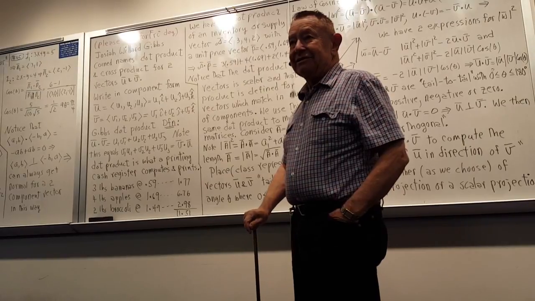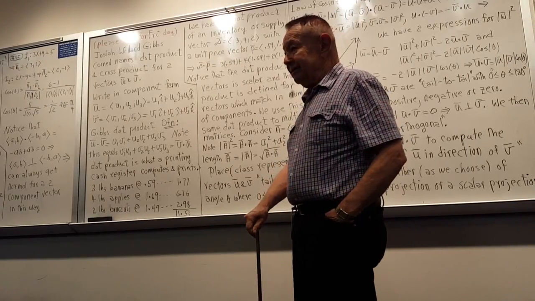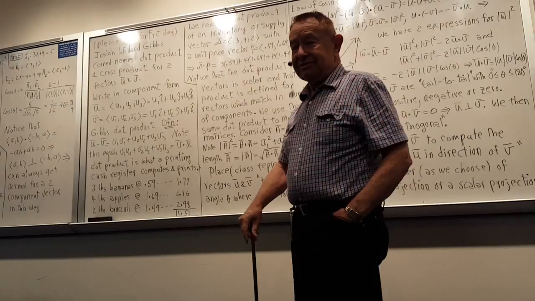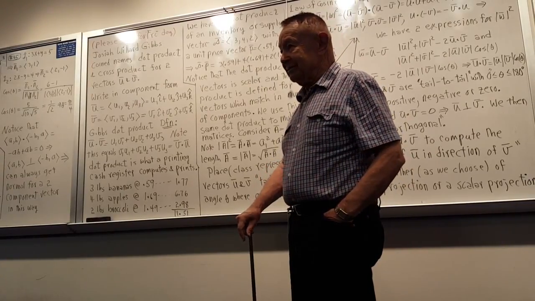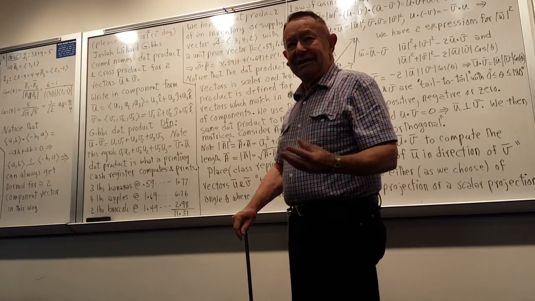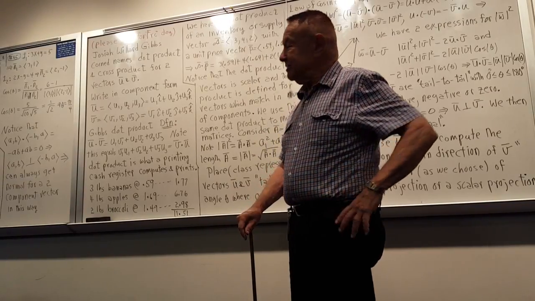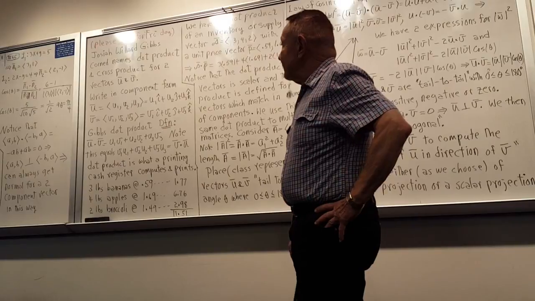And today's class is talking about the dot product, and next week, Thursday's class would talk about the cross product. And he chose the names dot and cross and the symbols for them.